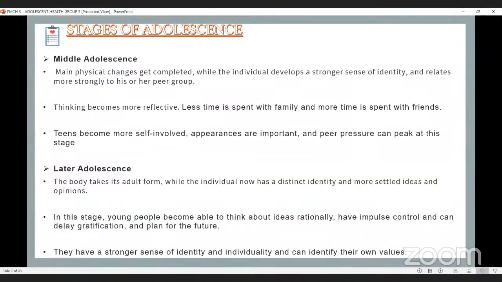Later adolescence. The body takes its adult form in later adolescence, while the individual now has a distinct identity and more settled ideas and opinions. In this stage, young people become able to think about ideas rationally, have impulse control and delayed gratification, and plan for the future. They have a stronger sense of identity and individuality and can identify their own values.